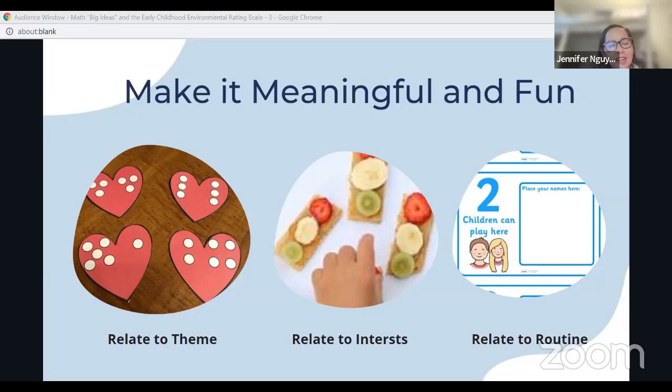So again, you see these crackers have 3 dots. How many dots are on the crackers? Can the child instantly and suddenly recognize, or do they need to do the 1-to-1? Then you kind of know where they are with that specific big idea math skill. And then you can also relate it to routine. So this supports behavior management as well. So 2 children can play here. How many children do you see in the picture? Ask that child to subitize with them.